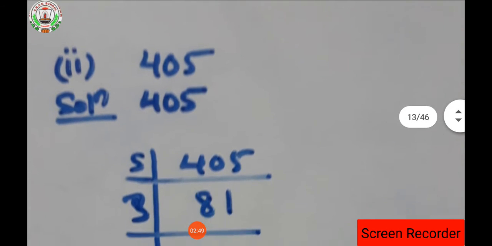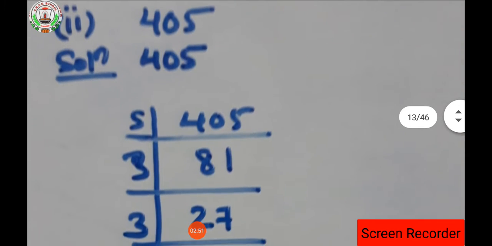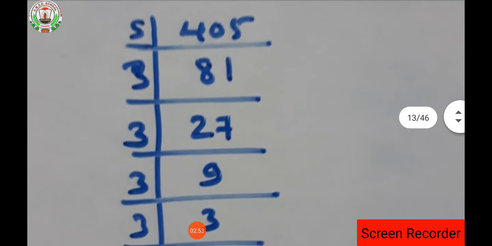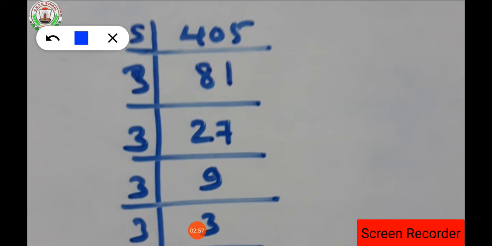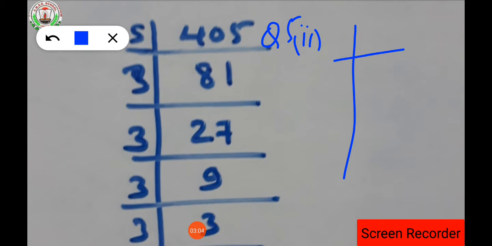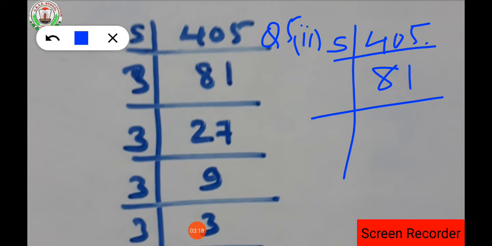Next, question number 5, second part: 405. Now let's see how to do that. As you know how to do question number 5, second part. What is the number we have? 405. The one's place value is 5, so it goes by the table of 5 itself, isn't it? So 40 comes in the table of 5 how many times? 8 times, and 5 comes 1 time. So it will be 81.